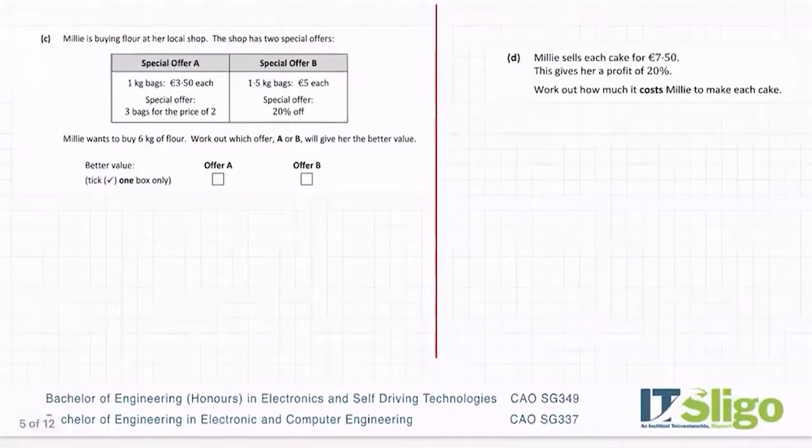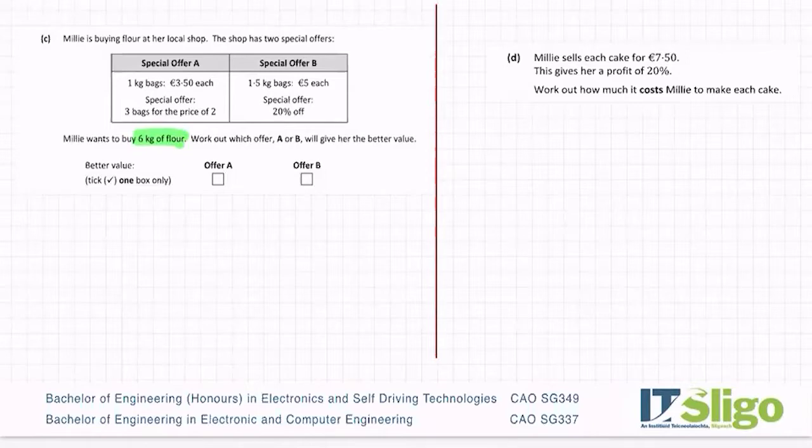So part C, Millie is buying flour at her local shop. The shop has 2 special offers. Special offer A, 1 kg bags, $3.50 each. Special offer, 3 bags for the price of 2. Or special offer B, you have 1.5 kg bags, they're €5 each. Special offer, 20% off. Millie wants 6 kgs of flour. Work out which offer is better.